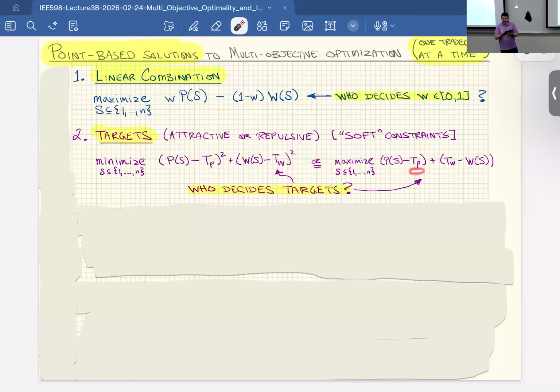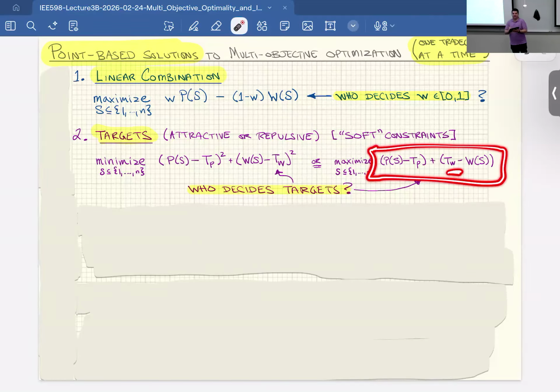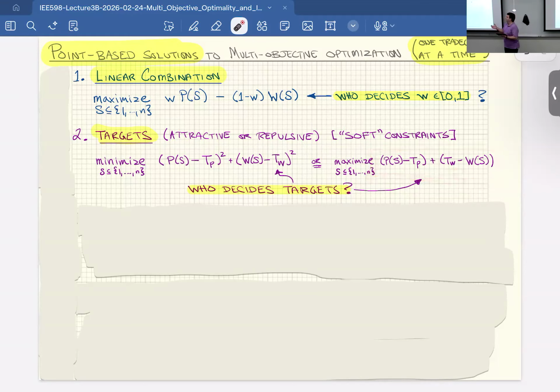An alternative way you can set up targets is to say, well, I've just got a minimum profit and a maximum weight. I would like to be as much above the minimum profit as possible and as much below the target weight as possible. I set up this objective that I try to maximize. So that's another way to do that. But again, is this the right balance? Do I need to put a W and a 1 minus W around here and tune those? Who decides these targets? And so on.